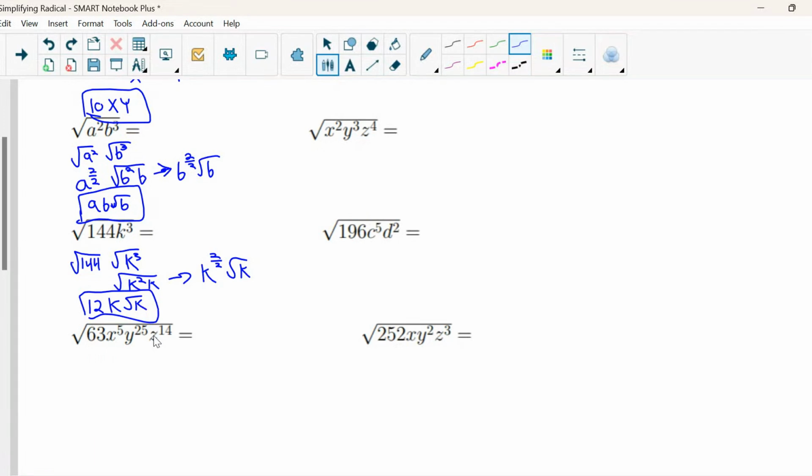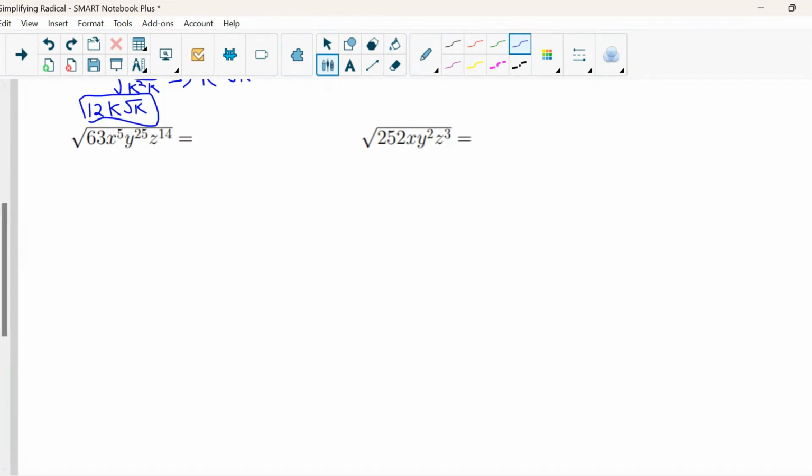This last one is a little bit of work, but we'll get through it. It's a good example. In this one, I still have only one term, yet I have a coefficient, an x value, a y value, and a z value. So we're going to have to split all of those up. This one's going to take a little bit of work. So I've got the square root of 63 times the square root of x to the 5th power.